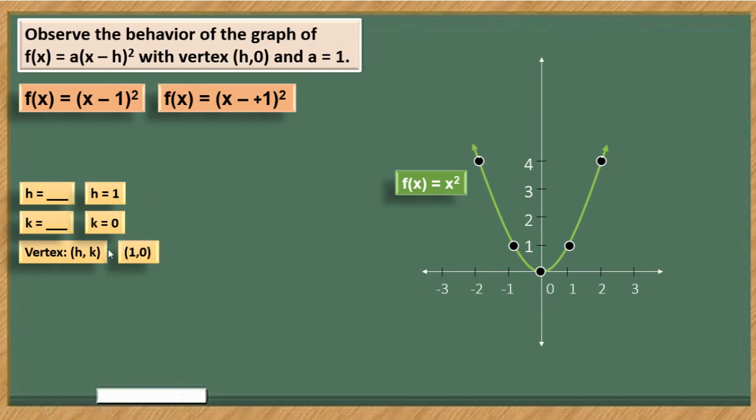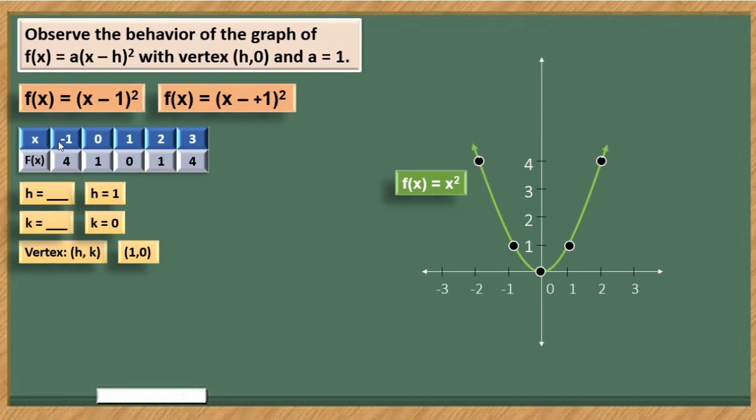Now, as you can see, we are able to identify the value of h, the value of k, and the vertex of the quadratic function, even if we have not yet graphed the function and we have not yet seen the table of values of the given function. Now, let us continue with the table of values.